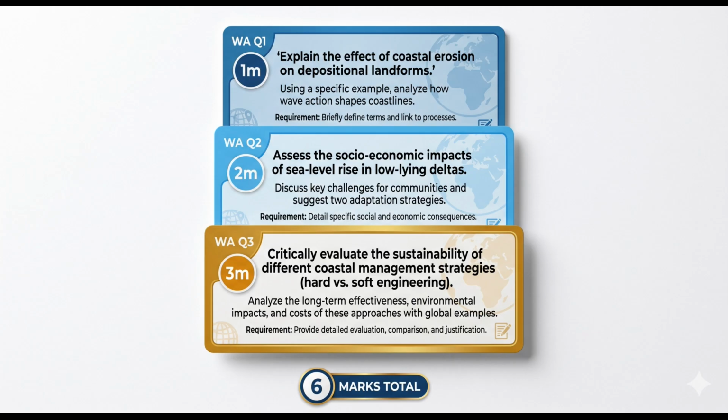WA question 3 is 3 marks. Explain how deforestation affects the water cycle. That is 6 marks in total from 1 video. Every one of these questions is addressed directly. Let's start with Chapter 1.